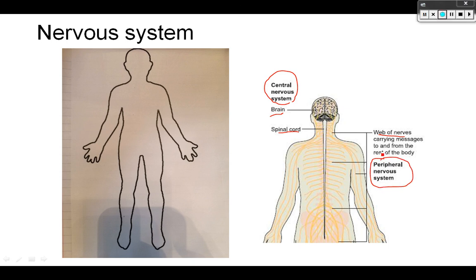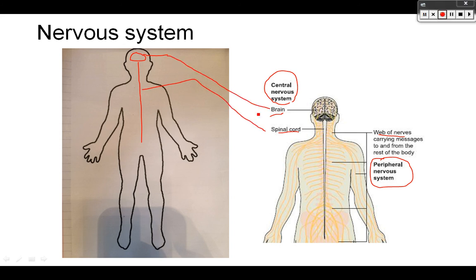So peripheral means on the edges or on the boundary. Central obviously means in the center. So looking at our little guy here, the first thing is the brain. The brain is, of course, up here, and then you're going to label that brain. And then we have the spinal cord going all the way down to approximately the tailbone, somewhere around there. And you're going to label spinal cord. So that's that.